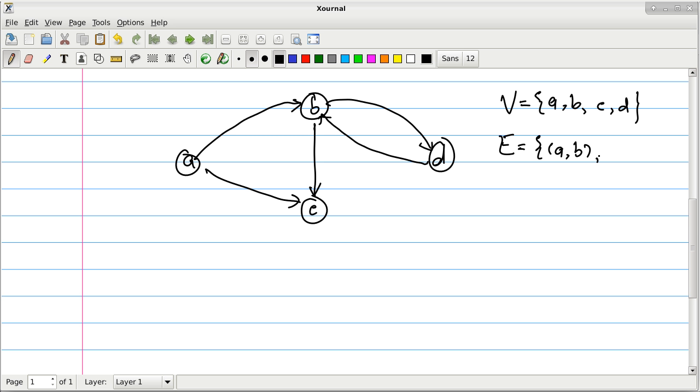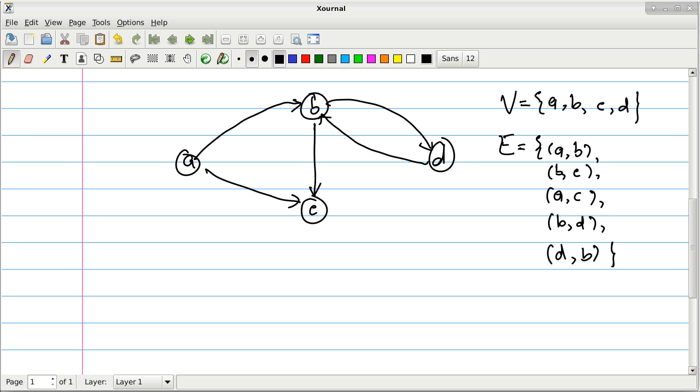Now we can look at BC. BC is another edge. We have another edge AC, and then we have 2 additional edges. There's one going from B to D, and then there's one from D back to B. That's basically E. E is a set of 2 tuples where each 2 tuple is representing an arc, an arrow, or a direct connection between one vertex and another vertex. So are we good so far?